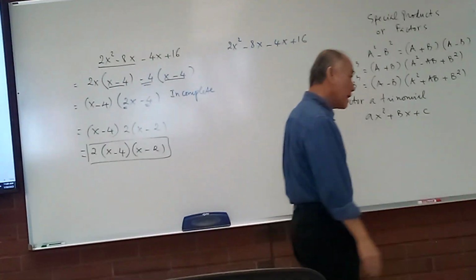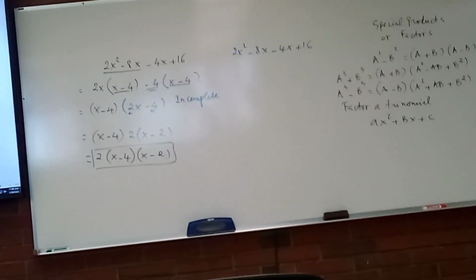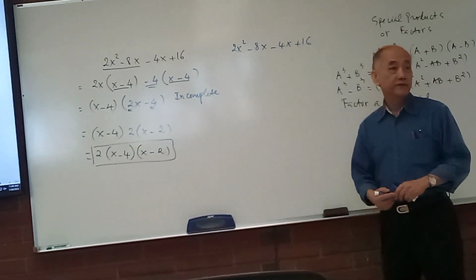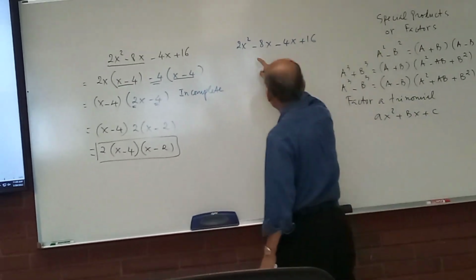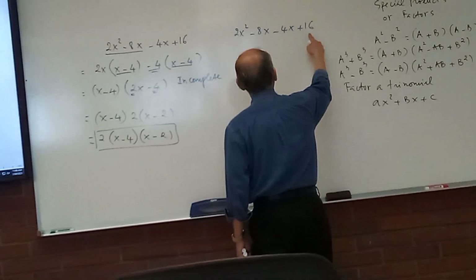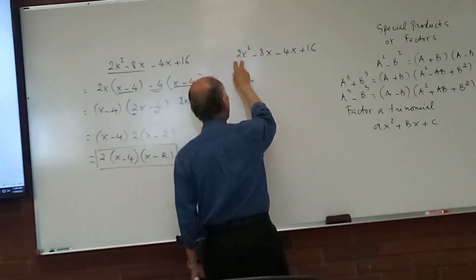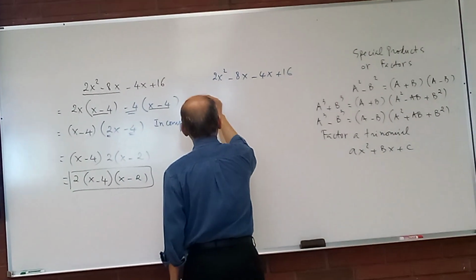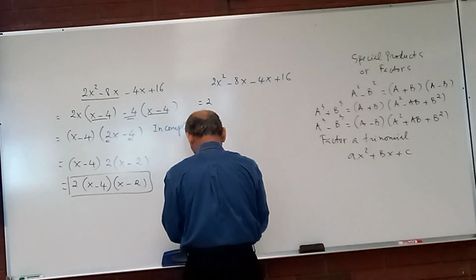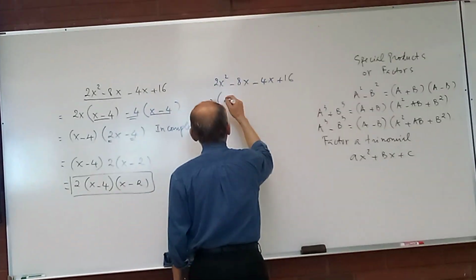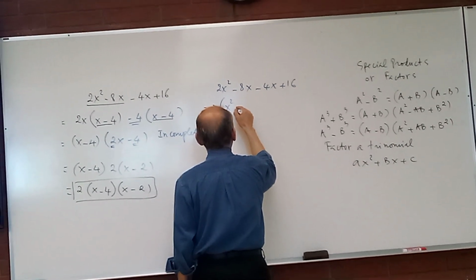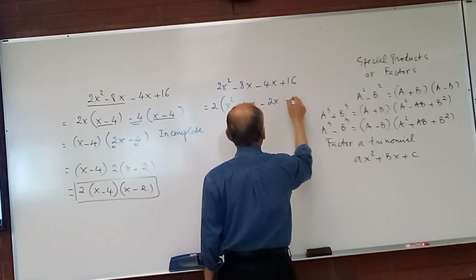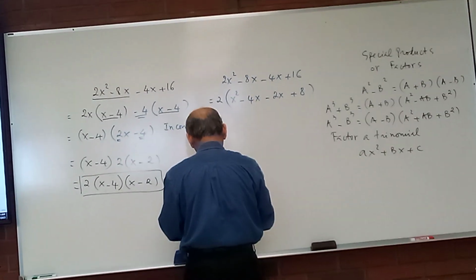Now, the other one is, remember about the procedures, always factor out the greatest common factor first. Even though this is x squared, x, and a number, what's the greatest common factor of 2, 8, 4, and 16? 2. So that could be x squared minus 4x minus 2x plus 8. And now we do the grouping.